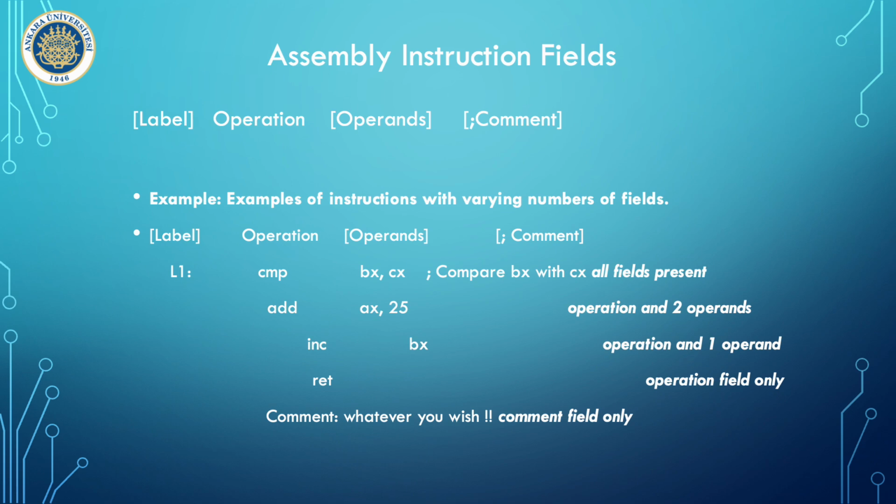An assembly instruction may include a label, an operation, operands, and a comment. This flexible structure improves clarity and control. It doesn't mean that all these fields will be in every instruction, but this is the main structure of an assembly instruction.